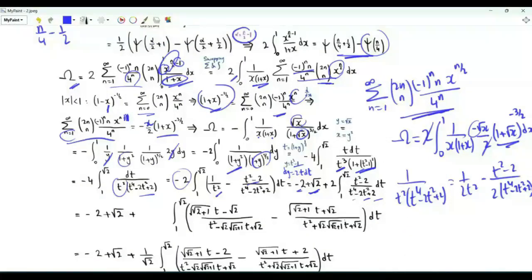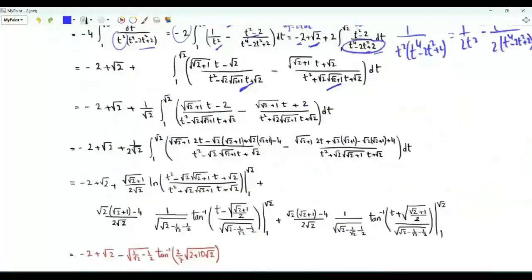We do partial fractions again, exploiting the fact that this denominator can be written as the product of these two quadratics. We get standard integrals that can be written in terms of the natural logarithm and inverse tangent functions. When we use the limits of integration, this part is 0. Our final result involves this part here, −2 plus √2, minus this part involving the inverse tangent function.